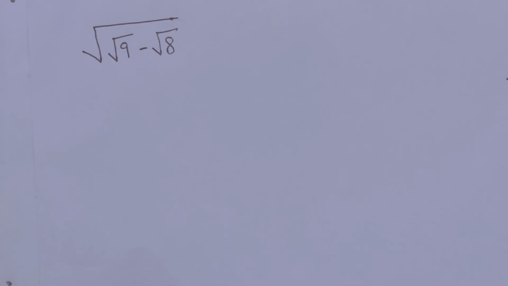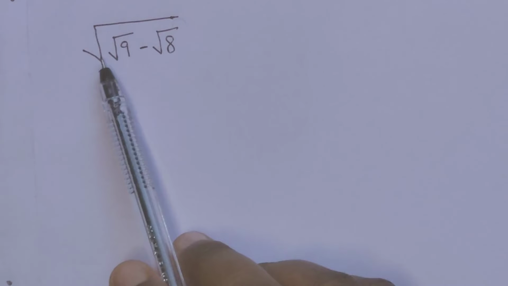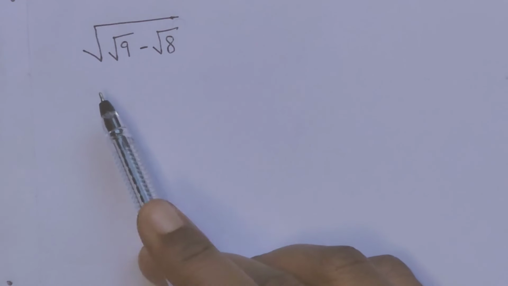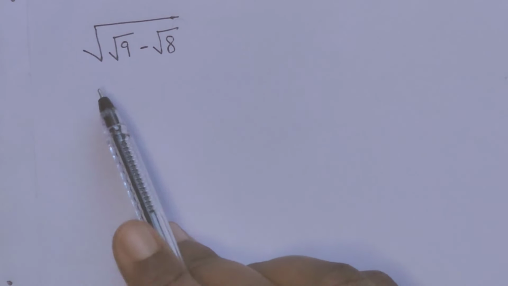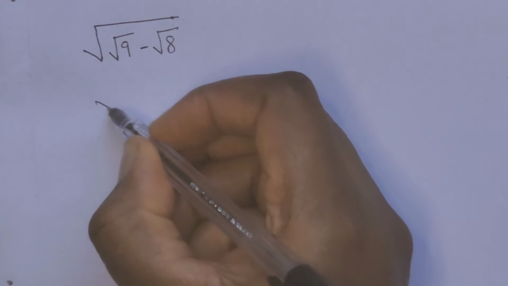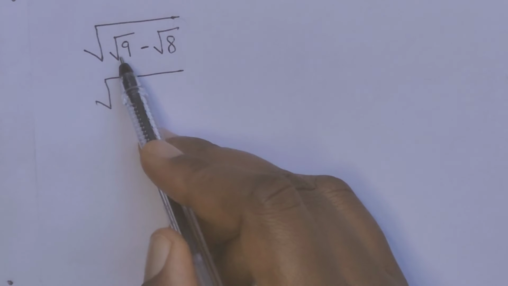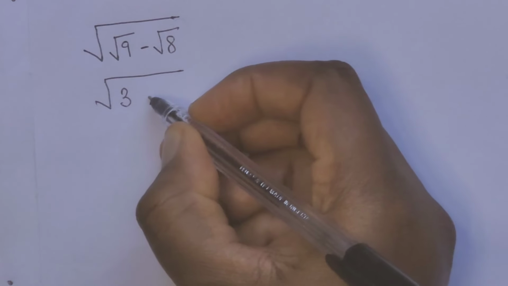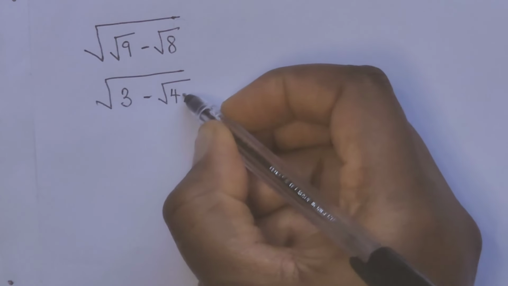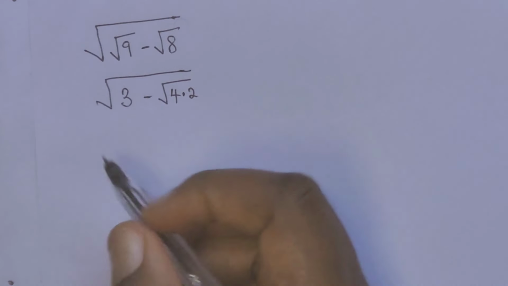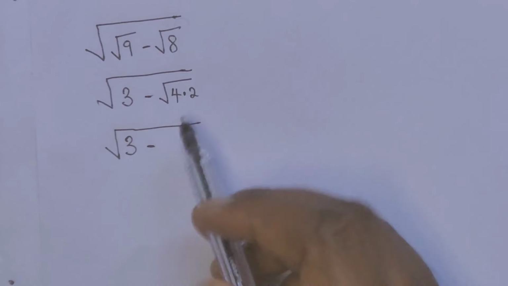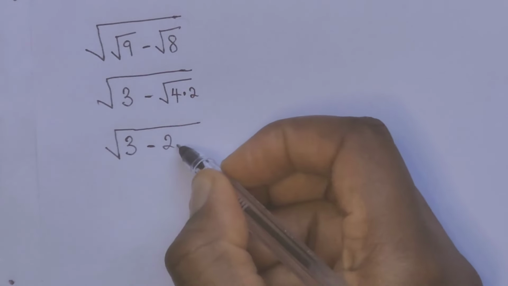So today we have an interesting math problem to resolve. We have the square root of root 9 minus root 8 and we want to simplify this. So let's start with the inner square root. We have the square root of 9, which is 3, minus the square root of 8, which can be split as 4 times 2. So we have the square root of 3 minus the square root of 4, which is 2. So we have 2 root 2.